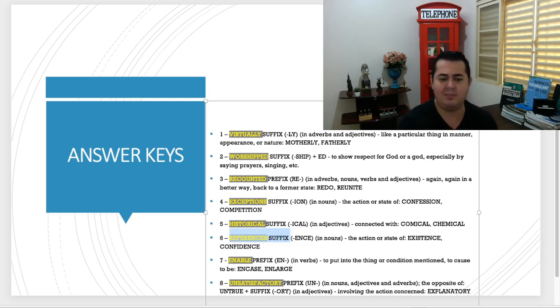So we added the prefix un, and then we added the suffix ory. The prefix un, we add to nouns, adjectives, and adverbs, and that means the opposite of something, okay, the negative, such as untrue. And the suffix ory, we add only to adjectives, and that means involving the action concerned, like explanatory.